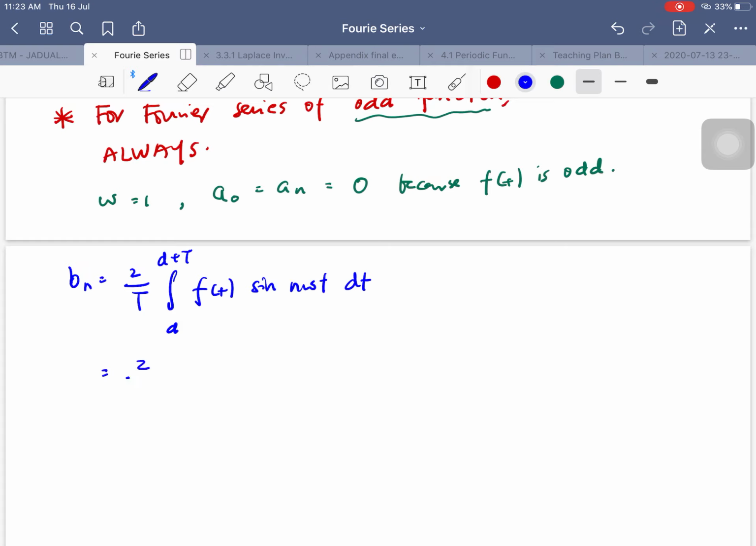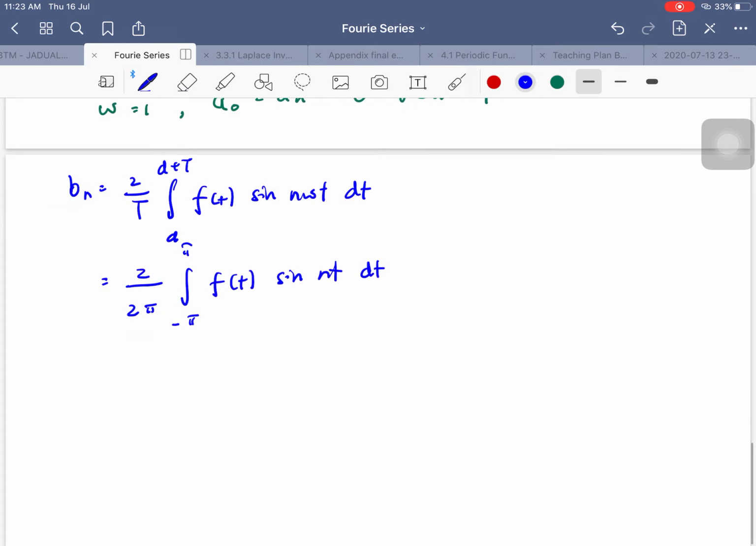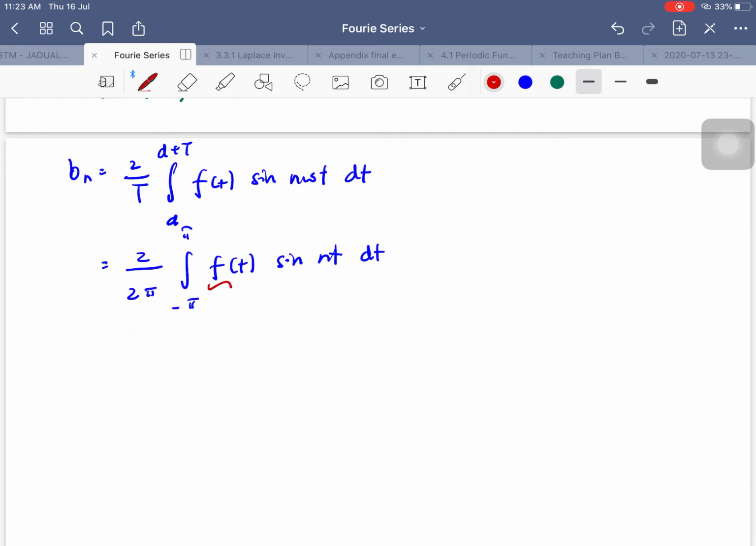Now let's start substituting. So I'll have 2 over 2 pi. Again, the d value and d plus T is still going to be the same. I'm going to have the function f of t, so sine of nt dt. Right, again, before you start substituting f of t, check the property. So f of t is an odd function, sine is also an odd function, and we know that when we multiply odd and odd, it is bound to become even. Right, so now that I have an even function, of course the integration is not going to be 0.